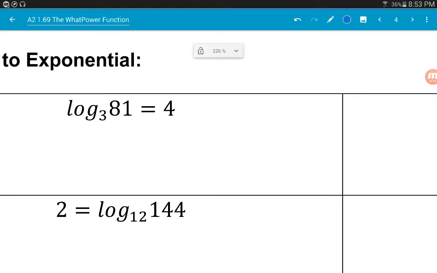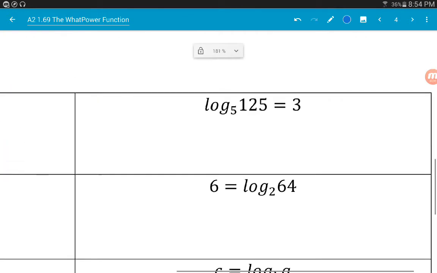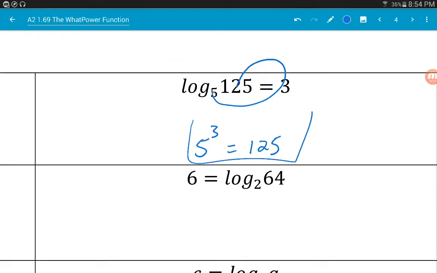Now, if we're going through these, log base 3 of 81 equals 4. I can change that into exponential form by using the swoop. 3, 4, 81. 3 to the 4th equals 81. You can check that in a calculator and make sure that it's true, and it is. Next, log base 5 of 125. Same swoop. 5, 3, equals 125. Yeah, 5 times 5 times 5 is 125. So we're good, that makes sense.